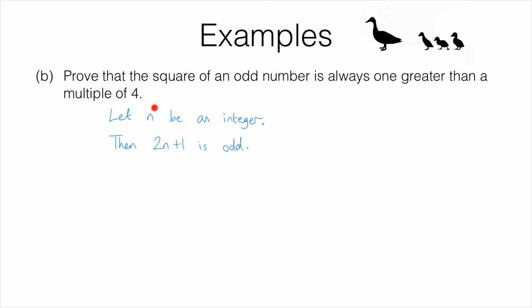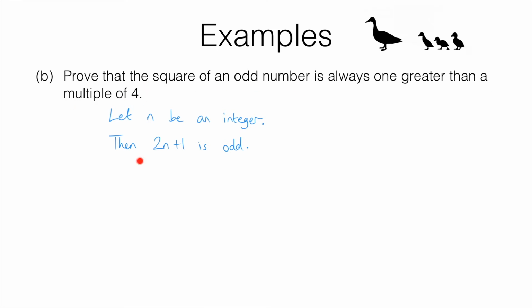If you think about it, if n is an integer, a whole number, then 2 lots of n is going to be an even number because that's in the 2 times table. And then if you take an even number and add 1, you've got an odd number. So 2n plus 1 can be used to represent any odd number. We need to show that the square of any odd number is always 1 greater than a multiple of 4.